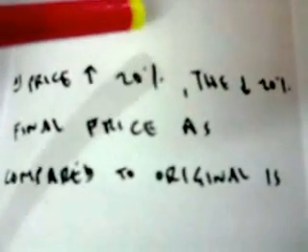Price of a commodity first goes up by 20%, then goes down by 20%. Find the final price as compared to the original price.